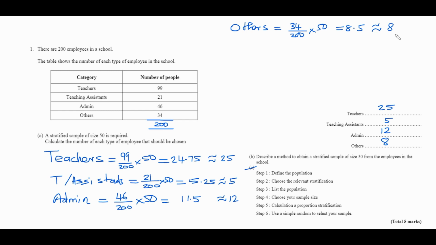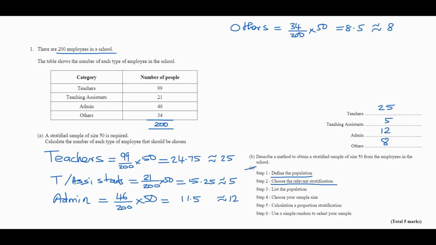So step 1, define the population. This is the 200 employees in the school, the total people in the school. Next, choose the relevant stratification. If it's hard to pronounce, you can say choose the relevant groups or categories. That means the classification: teachers category, teaching assistant category, admin category and others.